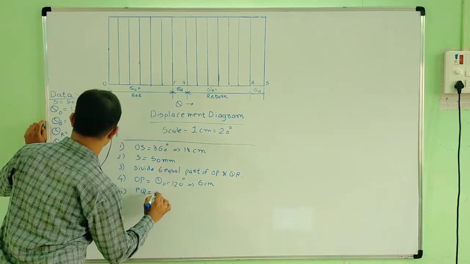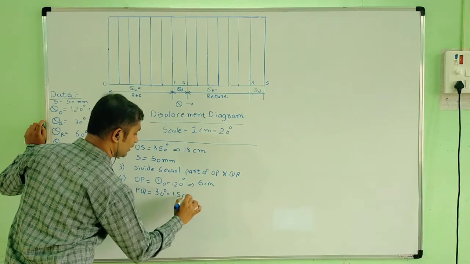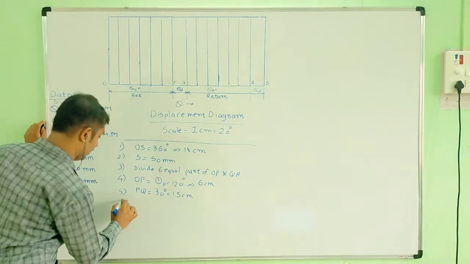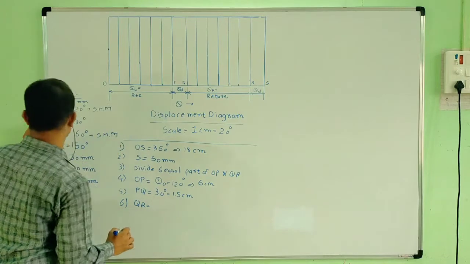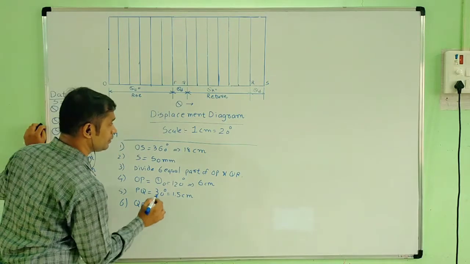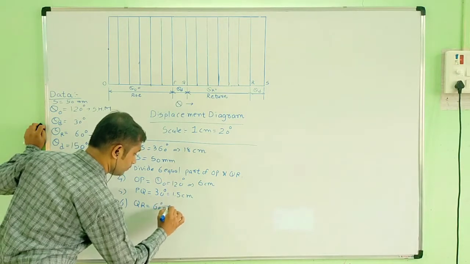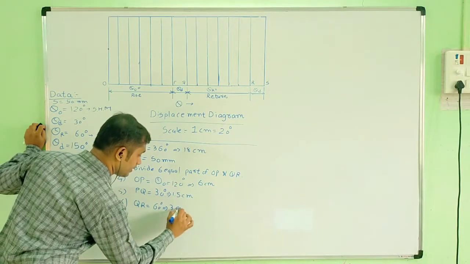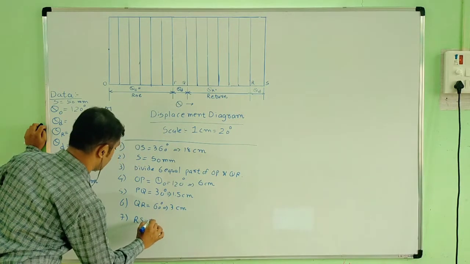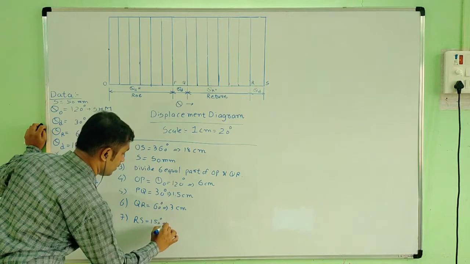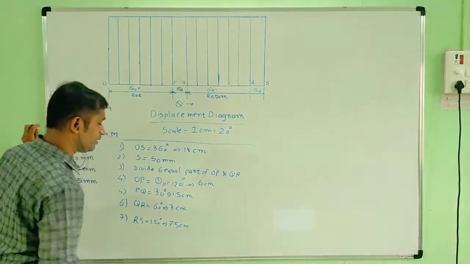So PQ is 30 degrees, 1.5 centimeters. Okay, and last then QR, 60 degrees, 60 by 20, so 3 centimeters. And the last one is RS, 150 degrees, 7.5 centimeters. So you don't need the 7.5 centimeters.